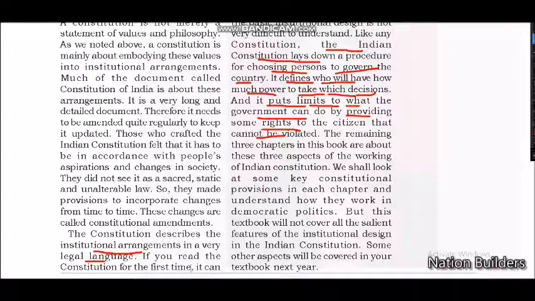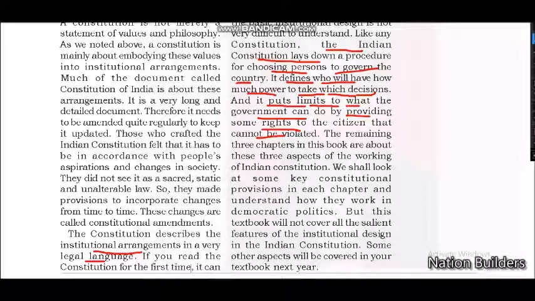I hope you students understand the designing of institutions by the Constitution. With this video, the chapter is completed; all the points we have discussed one by one. If you have any doubt, you can ask me. Read the chapter again and again. This is very easy. This is related to your practical life.